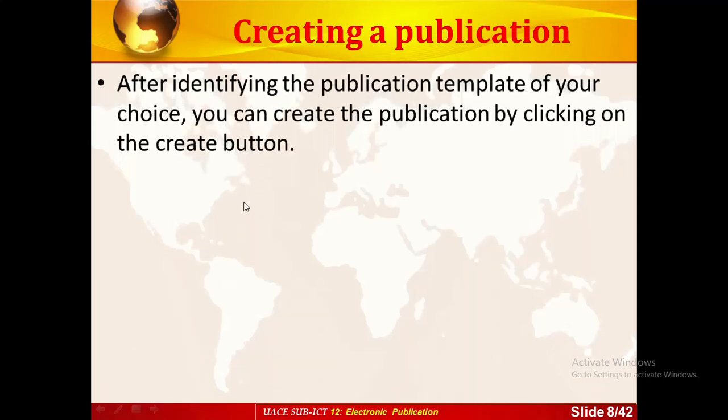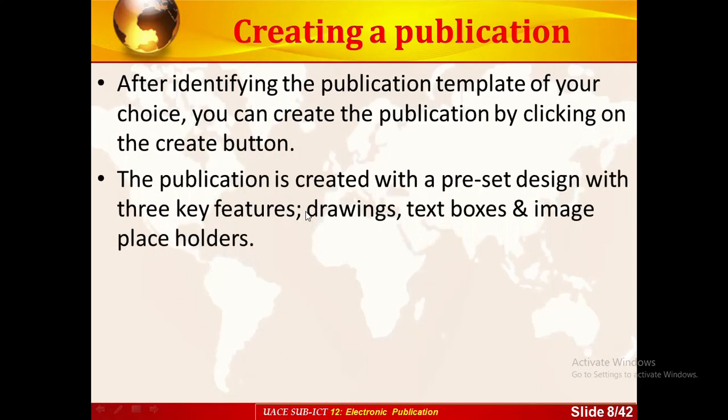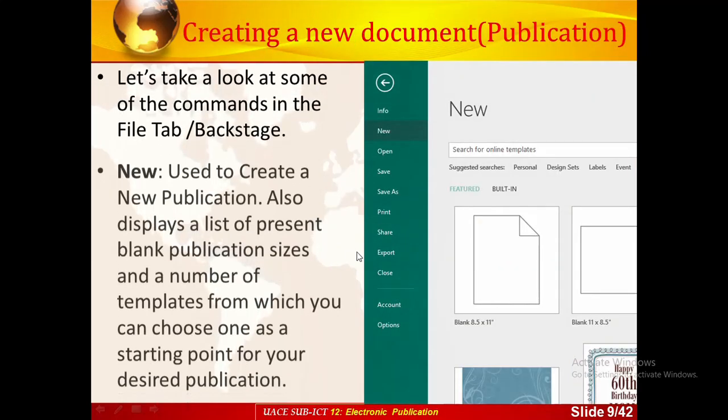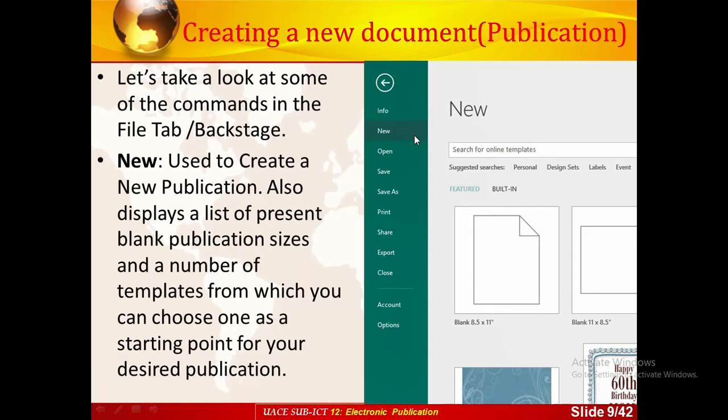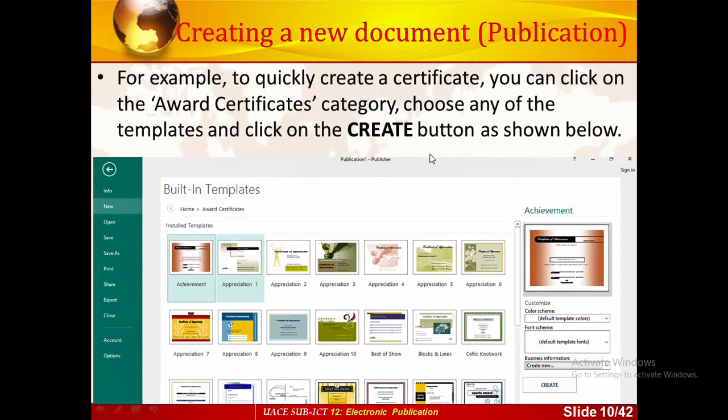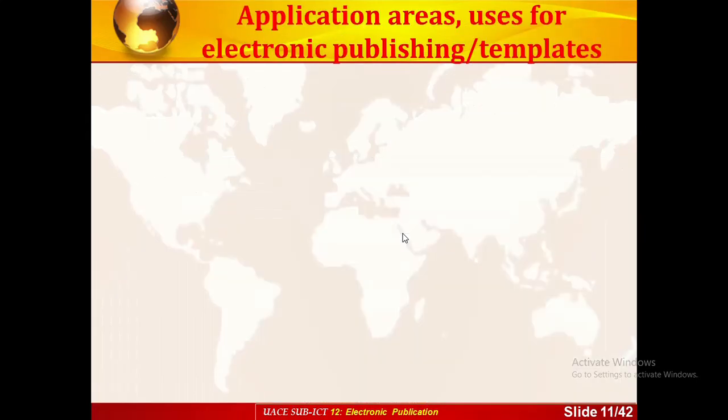How do you create it? Of course you can use a template, or you can use the pre-designed features. These are the blank documents which you can use, for example, to create a new publication. It also displays a number of templates from which you can choose. These are the templates which you can always click from. If you are planning to create a certificate, you can use the certificate category. You can choose any of the templates, then you click the create button. The application will be there for you, where you need just to modify it a bit.